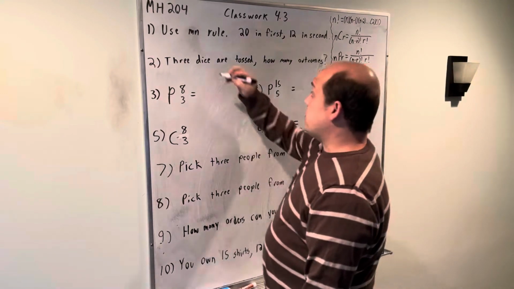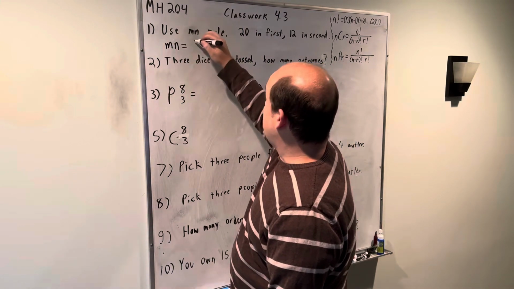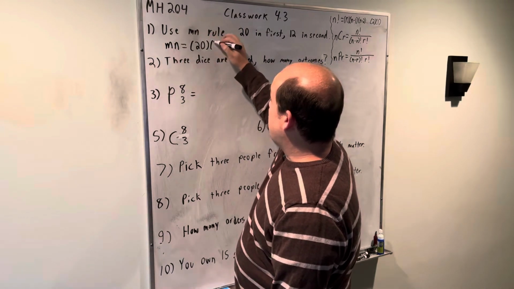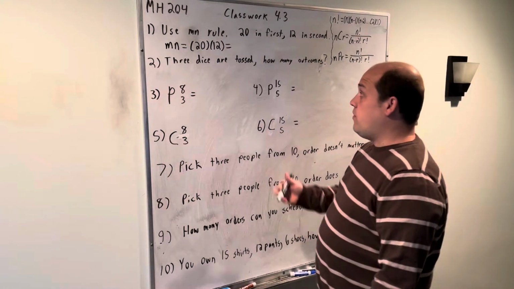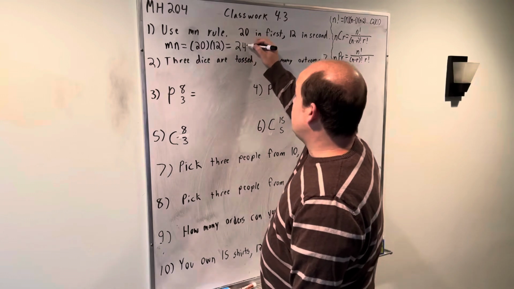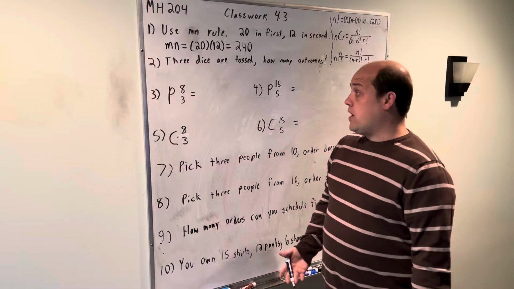So the number of pairs that I can form using the MN rule, MN equals 20 times 12. If I were to put that in my calculator, 12 times 20 would give me 240. So the final answer to my question would be 240.